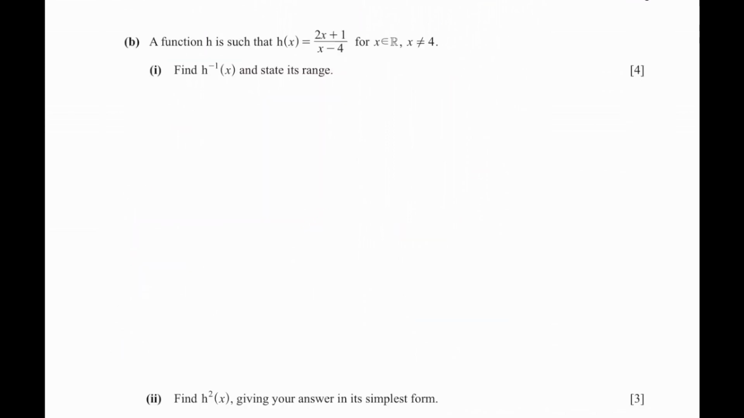Okay, hold on, let me adjust the screen. Alright, the function h is such that h of x is equal to 2x plus 1 divided by x minus 4 for any real number. So basically they already have given us the domain. Our job is to find h inverse x and state the range. So without doing anything, you already can tell that the domain of function f must be equivalent to the range of the inverse. So this is the first 3 marks that you can get directly.